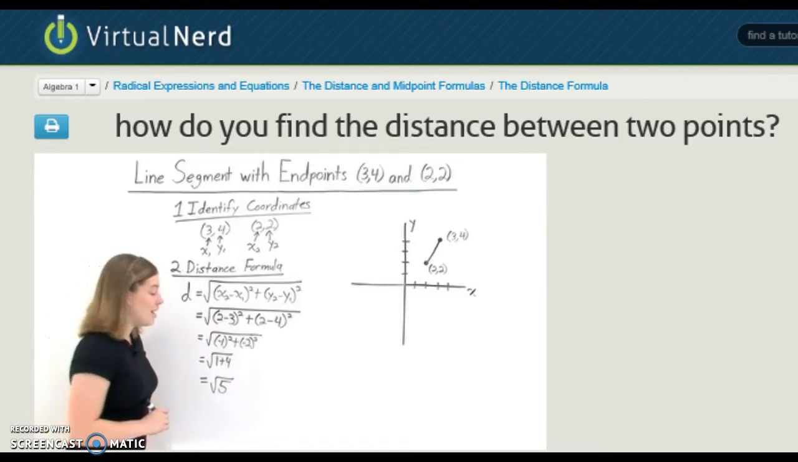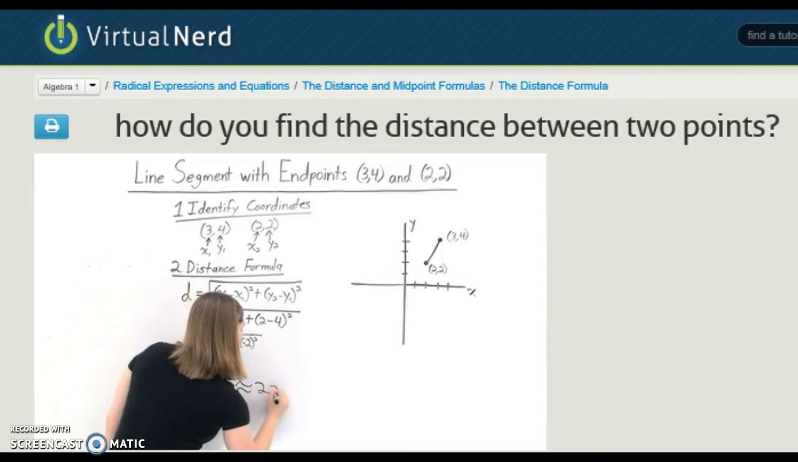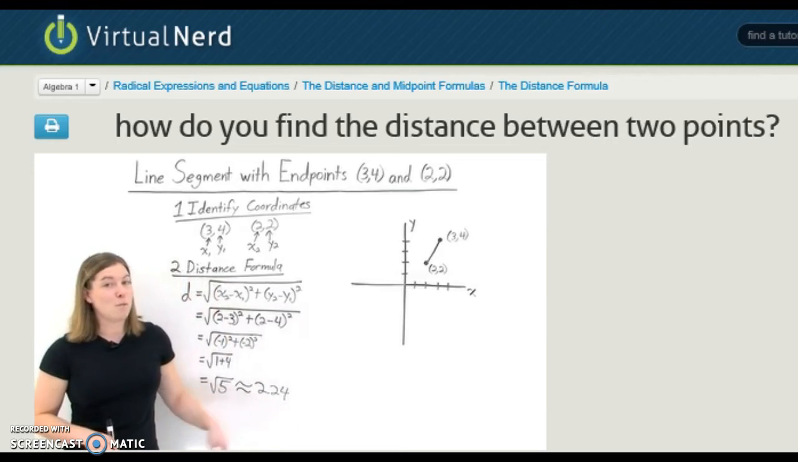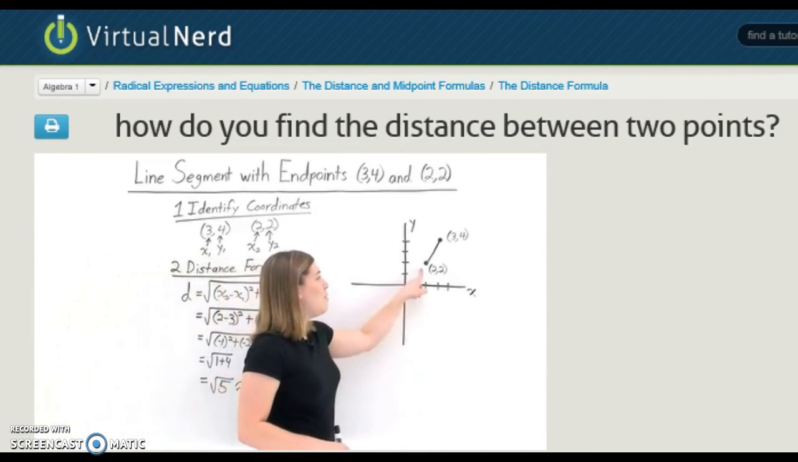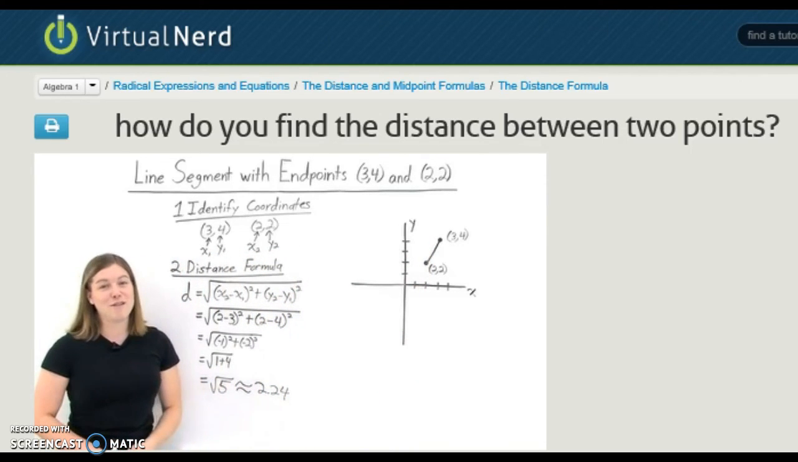And if we want to find a decimal approximation, all we need to do is plug square root of 5 into our calculator, and we get the decimal approximation of 2.24. So that means the length, or the distance, between these two endpoints is approximately 2.24 units.